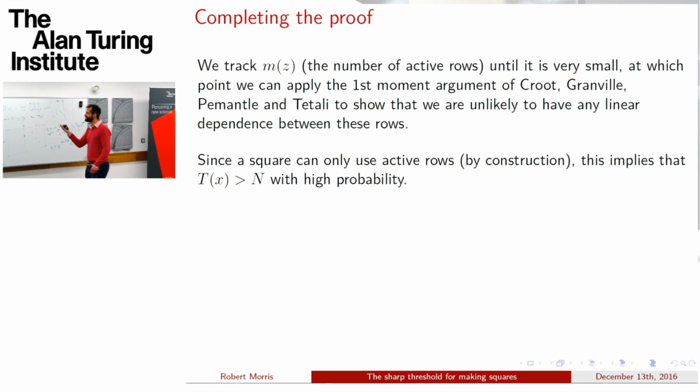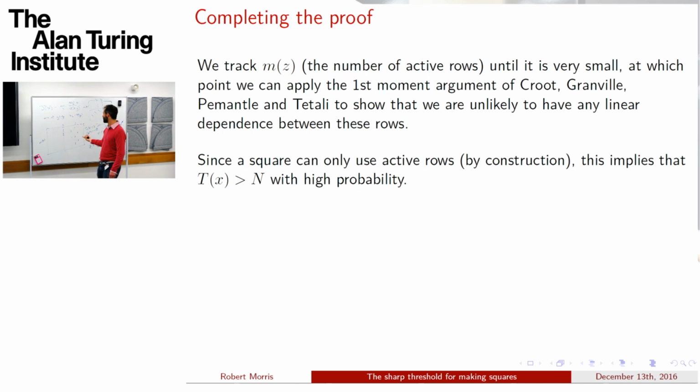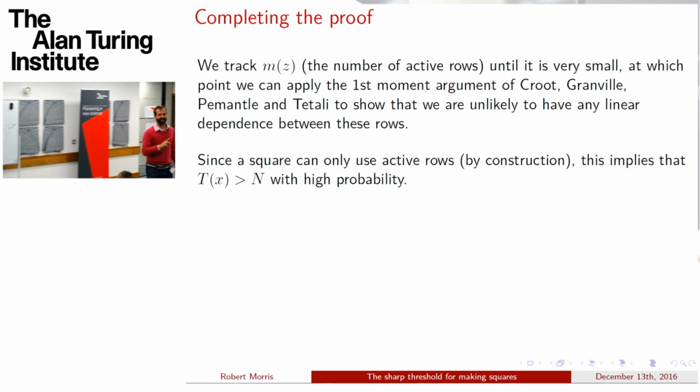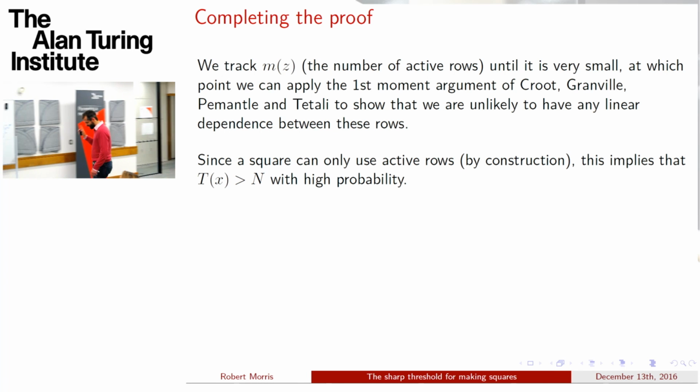And I said this earlier, since a square can only use active rows, because once a row's been deleted, we delete it because we can't use it. This implies that if we don't have a 2-core, we don't have any squares yet. So you expect that below the threshold, the 2-core will always be empty?